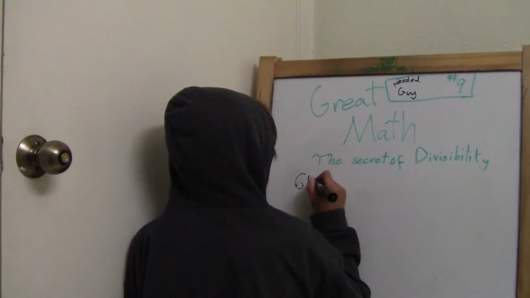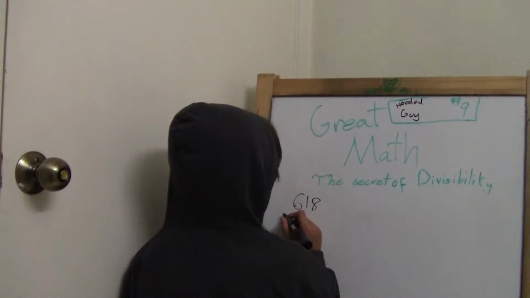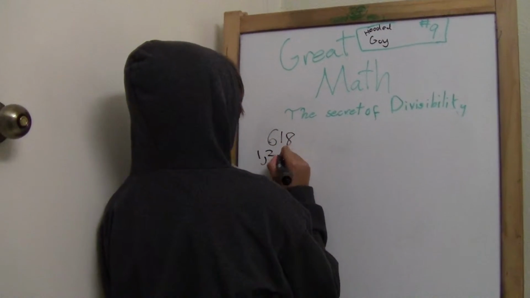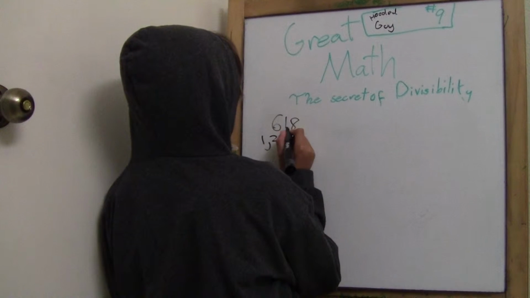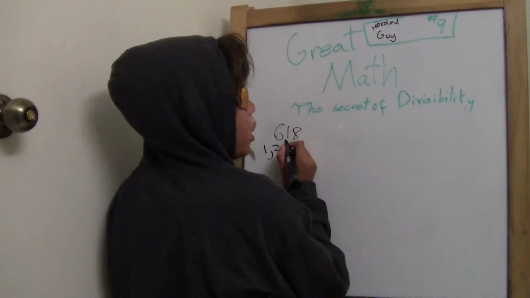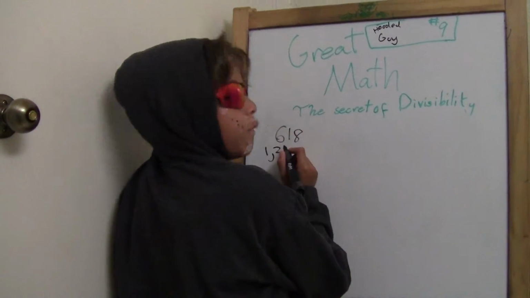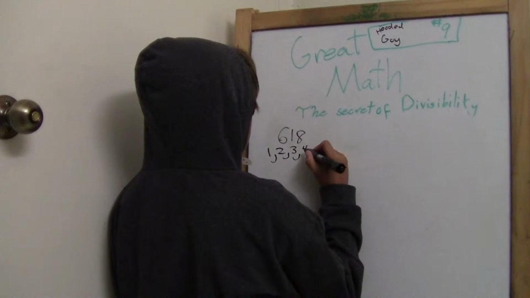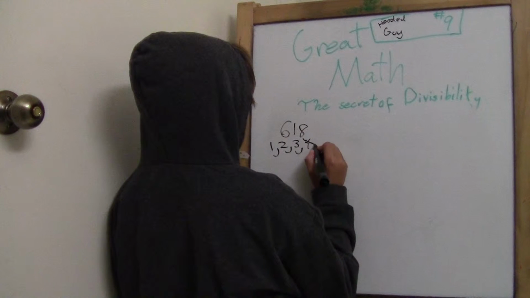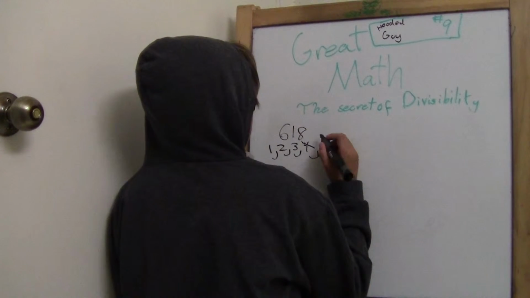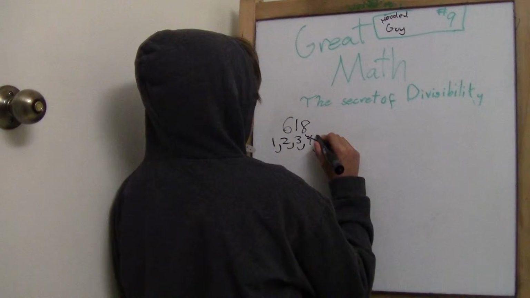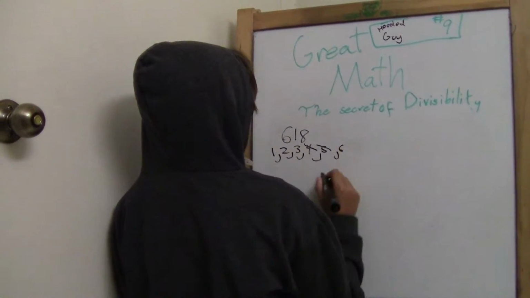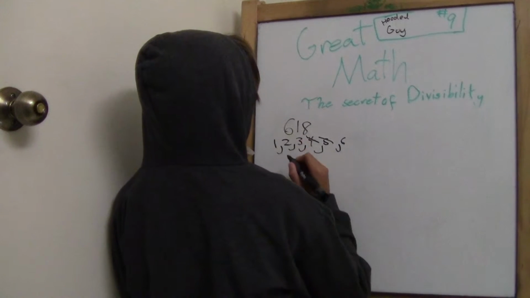Let's try 618. Is it divisible by 1? Yes. Is it divisible by 2? It ends with an 8, so yes. Is it divisible by 3? 6 plus 1 is 7, 7 plus 8 is 15, so yes. Divisible by 4? Well, 18 is not, so no. By 5? It doesn't end with 0 or 5. By 6? Yes, because it's divisible by 2 and 3.